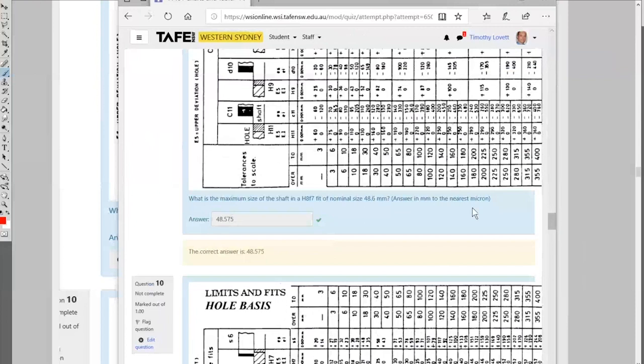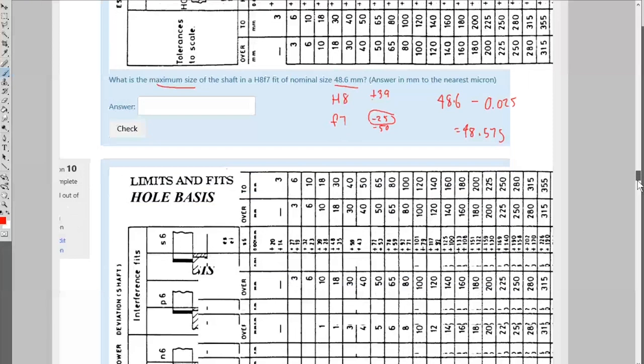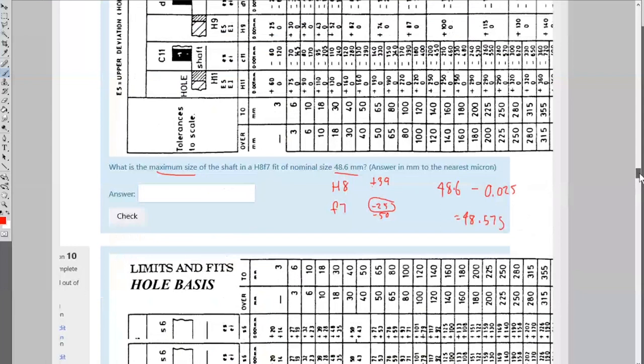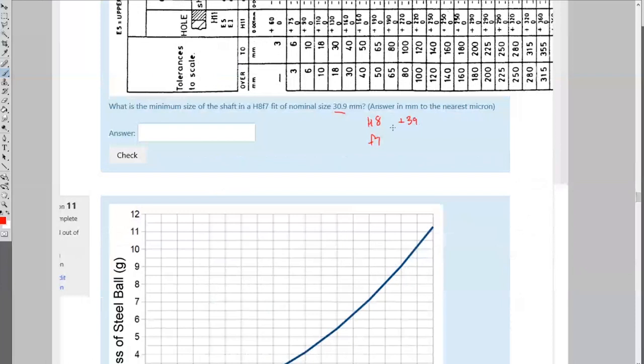And the last in that series, obviously, will be what's the minimum size of the shaft. And this is a 30.9. 30.9 is still in the same range because the 30 to 40 comes together here. So we've still got exactly the same H8F7 that we had previously up here. So the hole is positive 39 and the shaft is negative 25 to negative 50. The minimum shaft size will be subtracting 50, so we have 30.9 minus 50 microns, 0.05, which is 30.85.